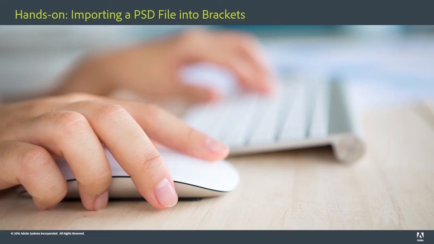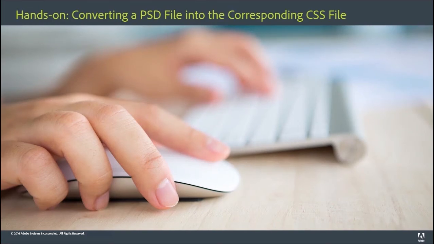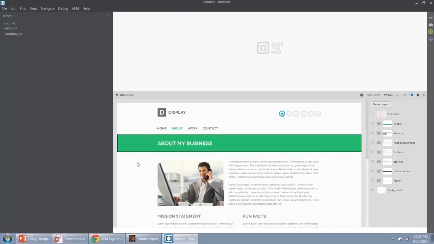So we have imported a PSD file into Brackets. Now let's just go ahead and convert this PSD file into the corresponding CSS file. I will go back to my Brackets IDE. Here is my PSD file. What I will do is I will go to JCR root and I'm going to go to my company project. I will go to etc, clientlibs, company, default libs, which is a client library, and I will go to the styles folder which contains my stylesheet.css.